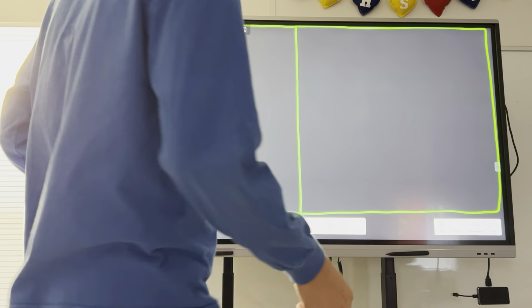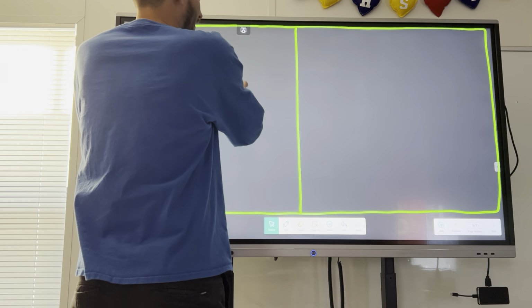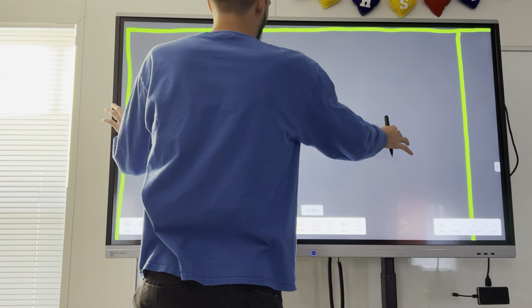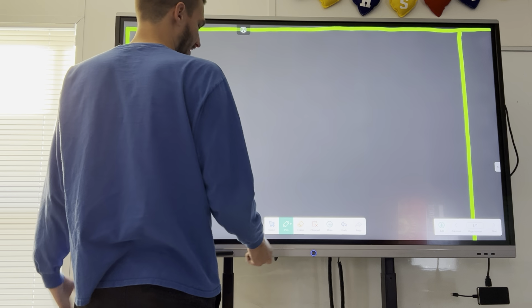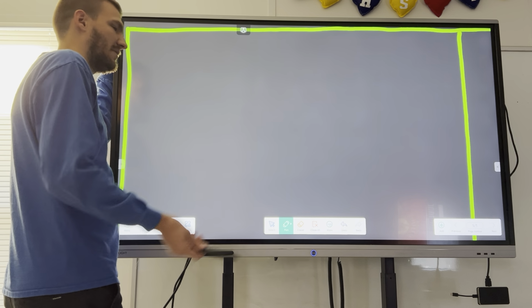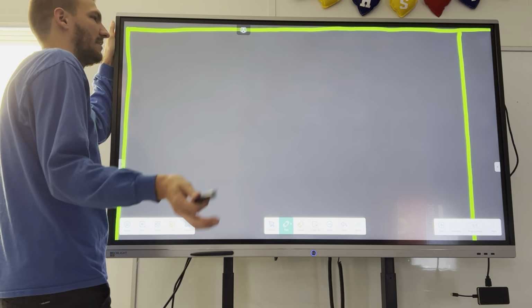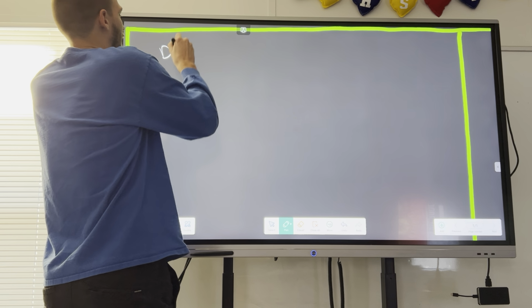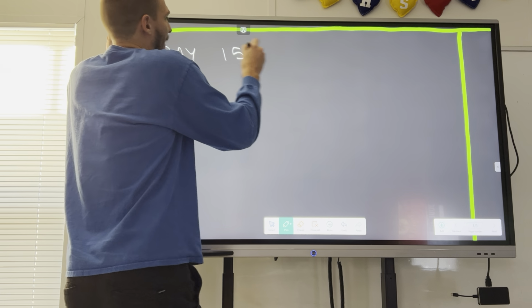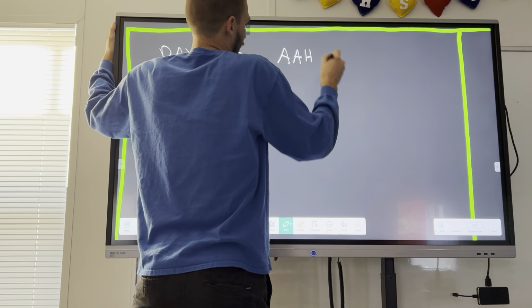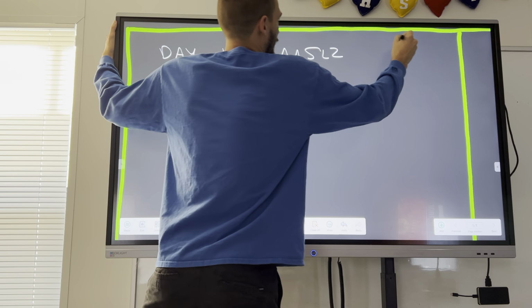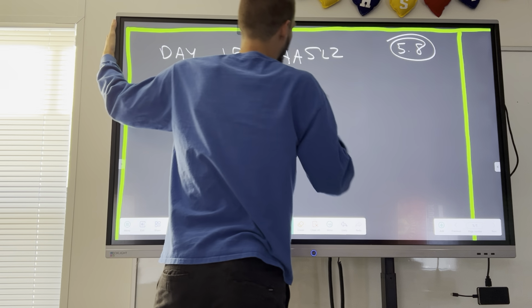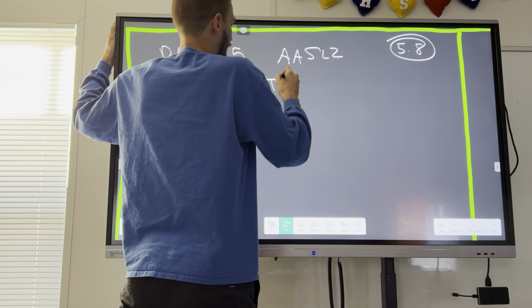Optimization is, again, when I start to think about calculus actually getting pretty interesting instead of just being a class where you take derivatives and you just do the power rule all day, every day. Today is day 15. This is SL2. This is 5.8. And we're doing optimization.